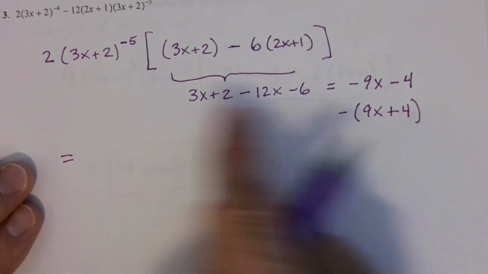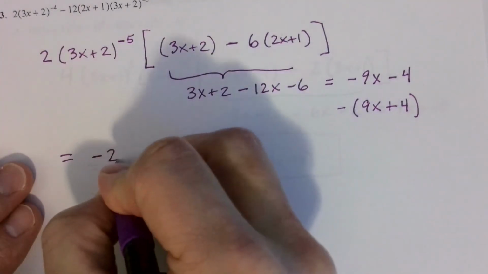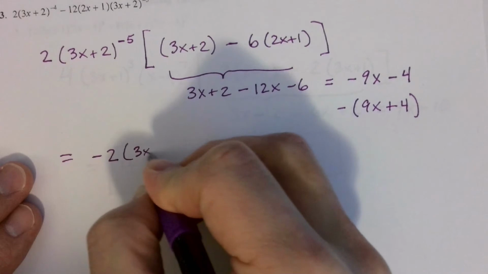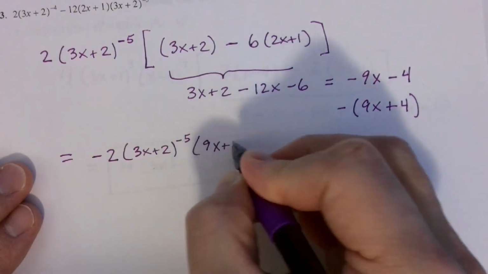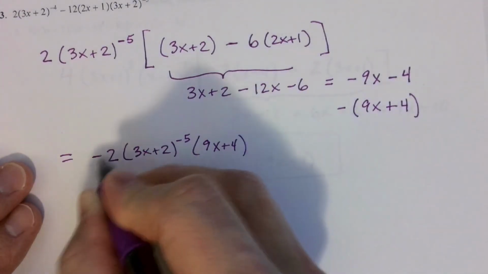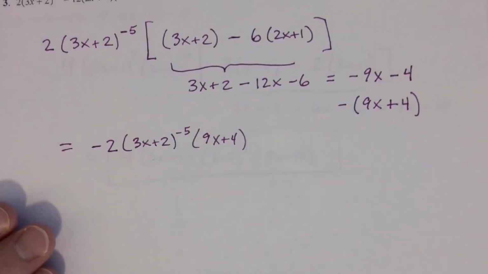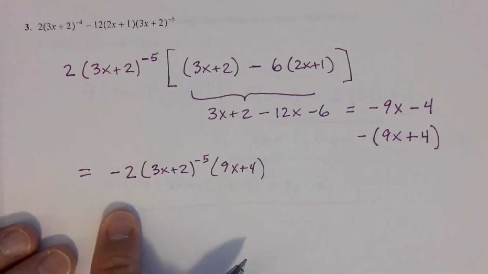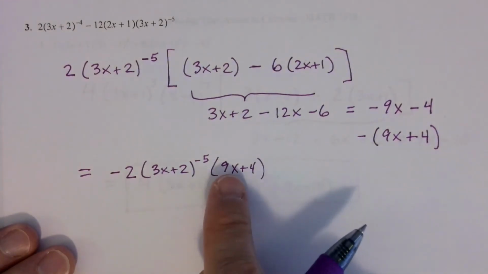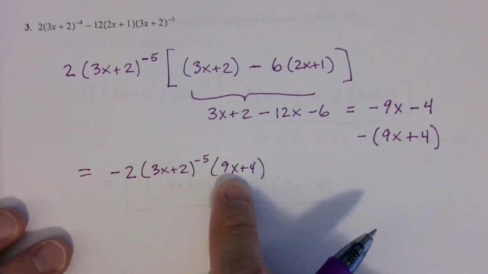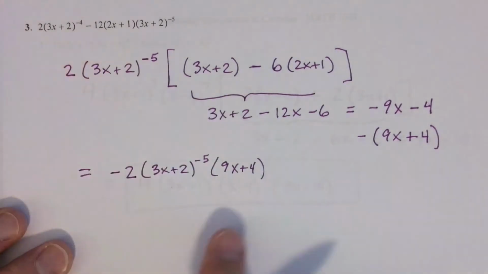So the -1 times the 2 is -2. And then I've got my 3x plus 2 to the -5 and my 9x plus 4. So you see what I've done with that -1, I've brought it out in front. Just cleans it up a lot. Now, there's the answer. It's factored. And again, we can see that this expression is 0 when 9x plus 4 is 0, or when x is equal to -4/9. So we would not see that in the original expression again.